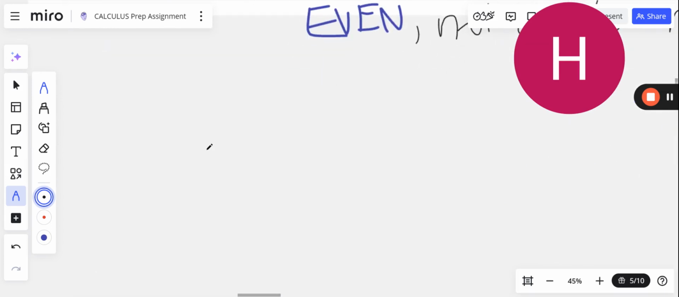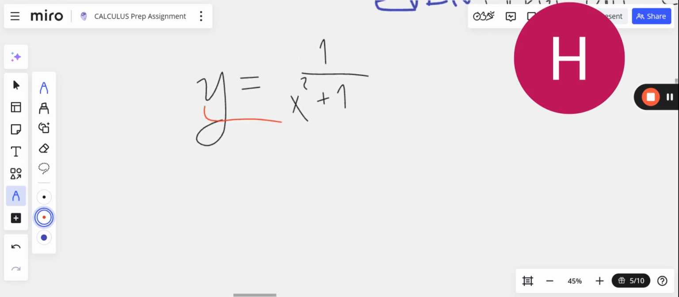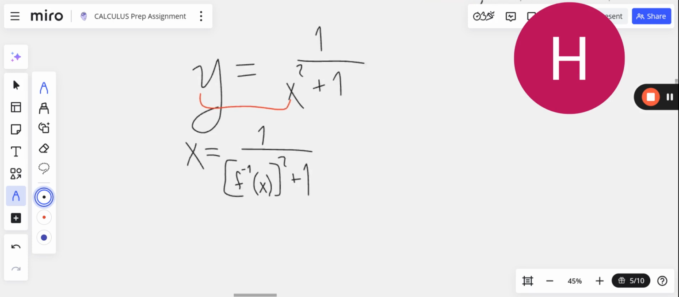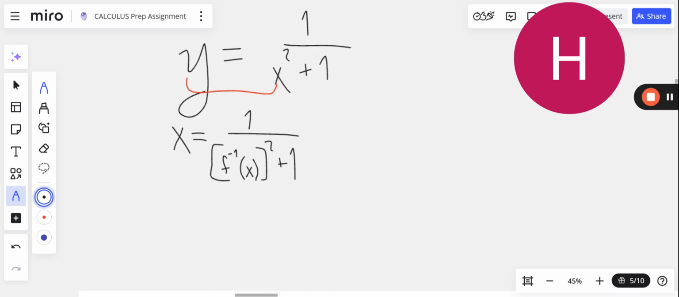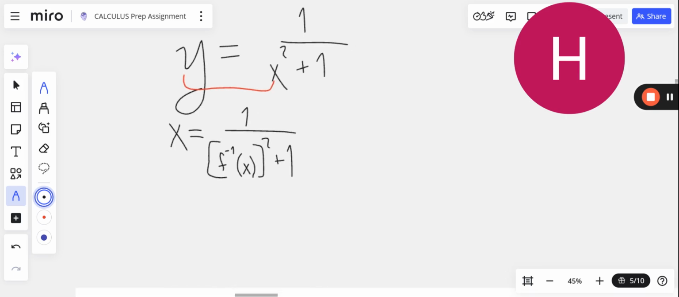So if we start off with y equals 1 over x squared plus 1, and then we swap the variables, so now we have x equals 1 over, technically it's f inverse squared plus 1. But like I said earlier, we can just call it y for now so that we don't have to write that every time. That's really the only reason why we do that.